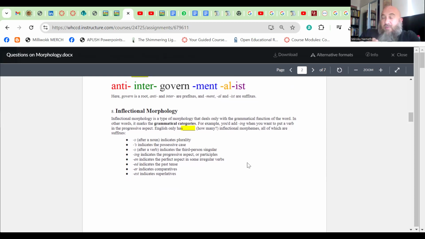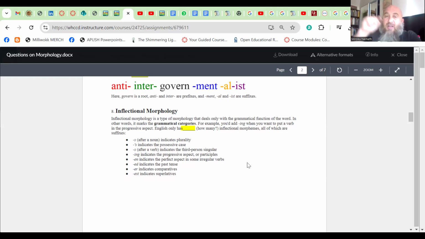The perfect aspect: you have has, have, or had, and then -en. So you say he has eaten, you don't say he has ate. That -en is an inflectional morpheme. Then -ed indicating the past tense: he walked. We pronounce it with a t instead of a d because of the voiceless k in walked, which affects the pronunciation of the d. But anyway, the -ed is a regular past tense marker in English, and then comparatives and superlatives.